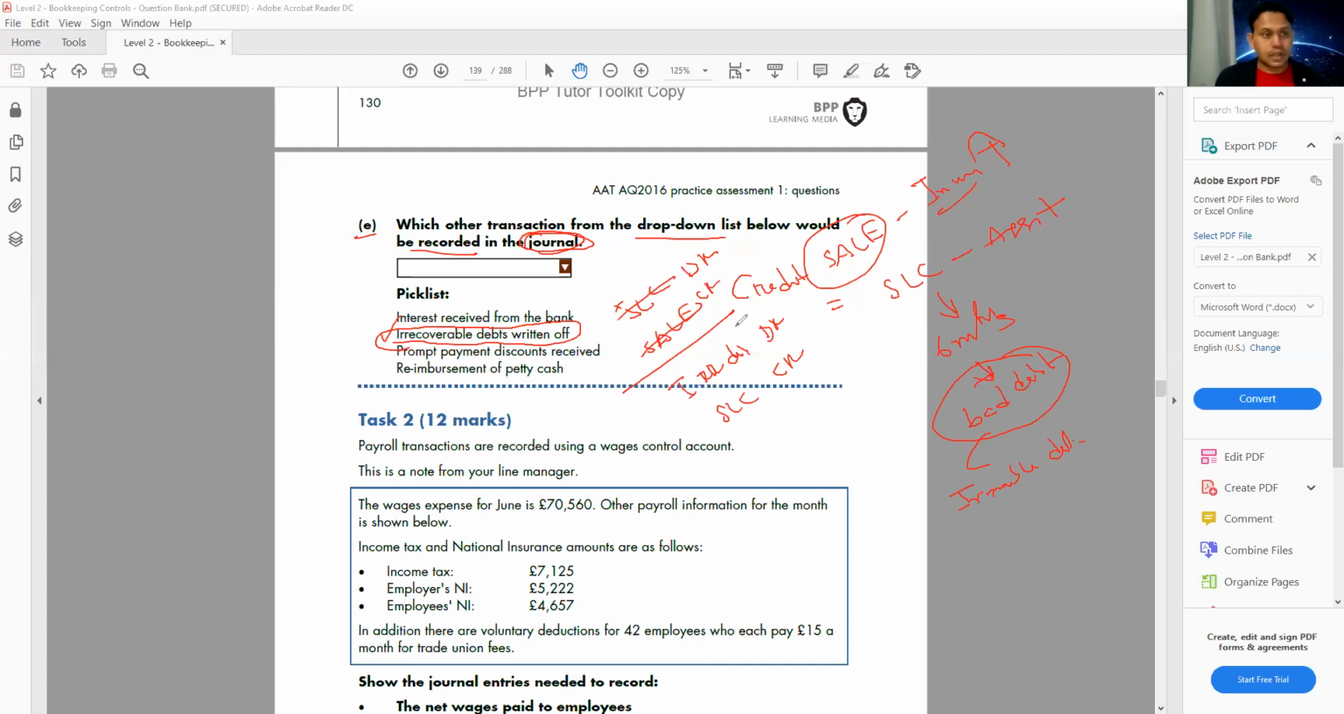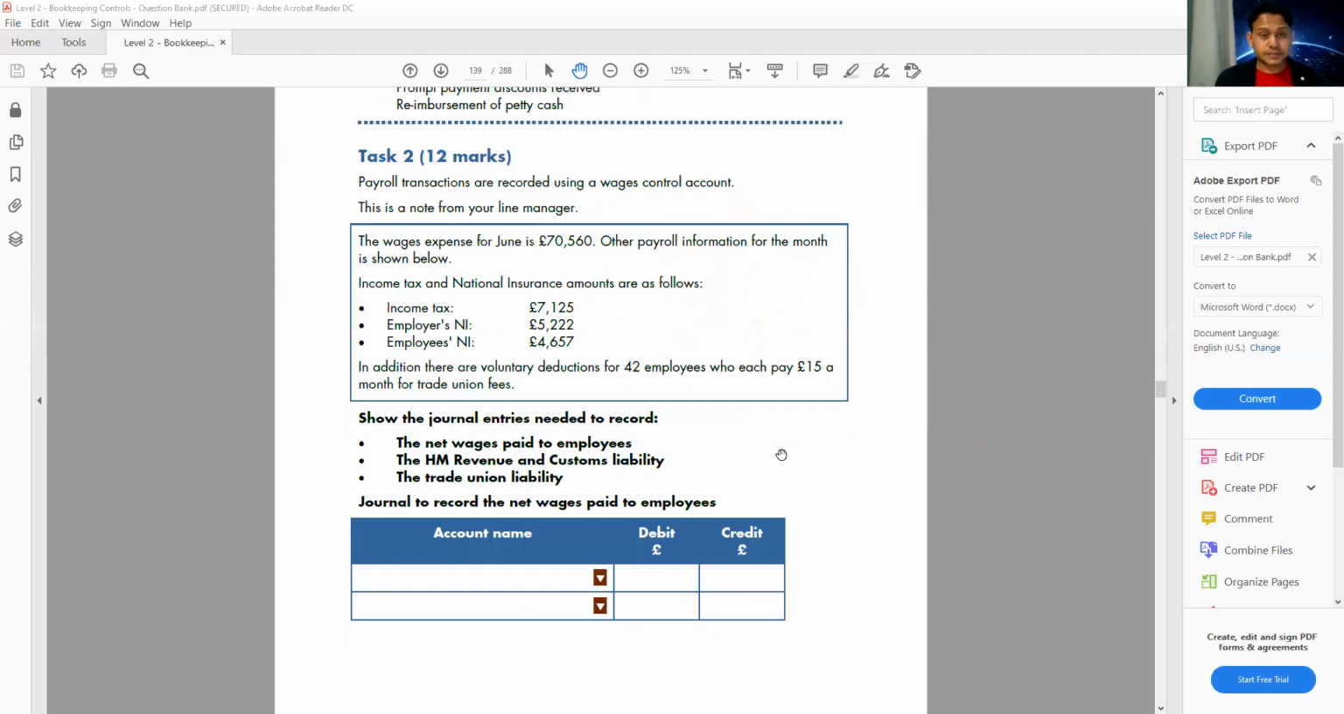Okay, so let's move on to our task number 2. Task number 2 is all about the payroll journal, and this question will definitely be in the exam. That could be 12 marks or could be 15 marks. That will start from 12 to 15 marks.